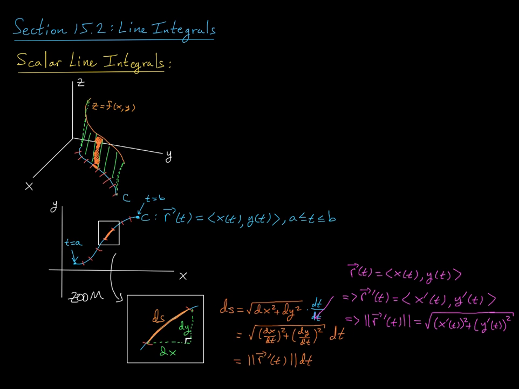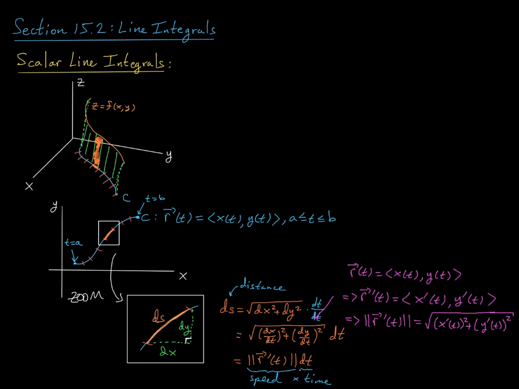It's saying that your differential change in distance, your ds, is equal to what? Well, your instantaneous speed times your differential change in time. So the statement that ds is really the magnitude of r prime times dt is really just going back to, hey, a small change in distance is the instantaneous speed of your particle moving along this trajectory times your little change in time.